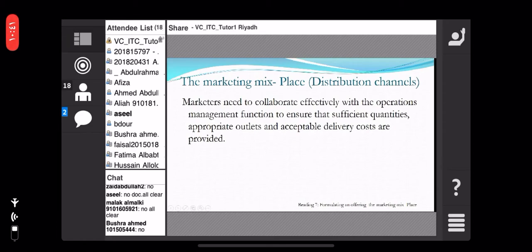So marketers need to collaborate effectively with the operations management function to ensure that sufficient quantities, appropriate outlets, and acceptable delivery costs are provided. We call it the distribution channel. This is basically the distribution channels.